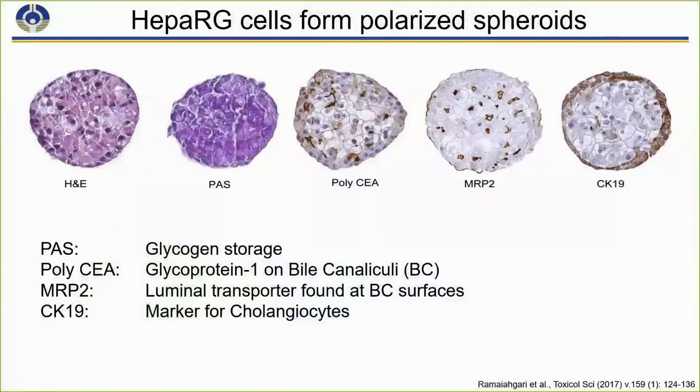We've also done immunohistochemistry staining with these, and you can see H&E staining and PAS staining, consistent with the types of staining we'd see in liver glycogen storage with PAS staining. Poly-CEA and MRP2, as I said earlier, are further indication that we're getting canalicular domains to form, and you can actually see little pockets forming in this particular slice here.